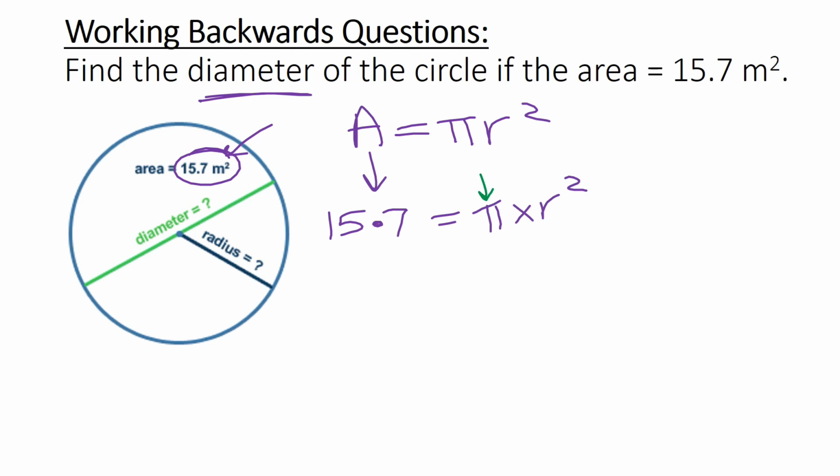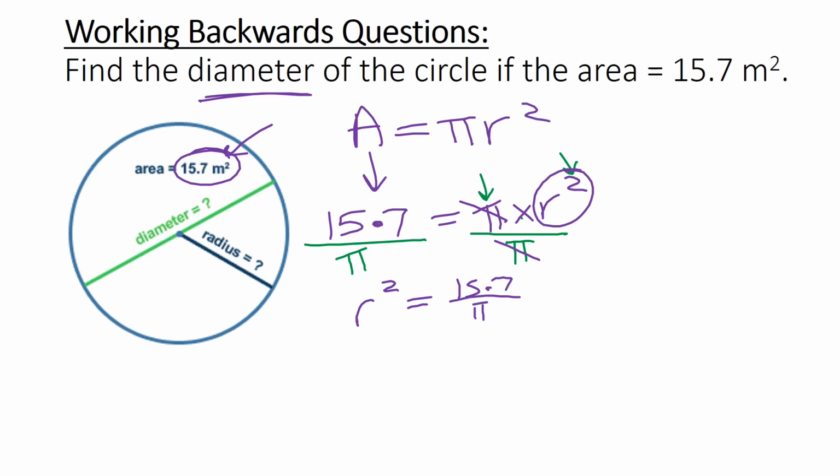The first thing I'm going to move is the pi. There's not much else to move. There's a squared and a pi, but the squared has to go last because it's attached to the r. So I'm going to divide, because there's a time sign here, I want to do the opposite, and I'm going to divide by pi on both sides, and then this pi and that pi will cancel, leaving me just with my r squared. So I get r squared equals 15.7 on pi.